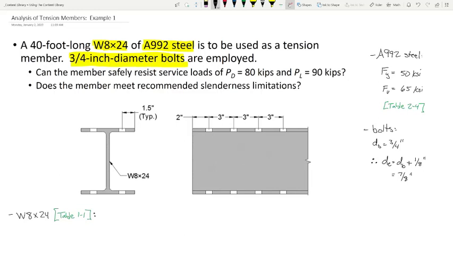Can somebody yell out a property that for this problem they think we're going to need for that W8x24? What property do you think we're going to need? Give me one of them. The area. We're going to need the gross area. That's right. What is the gross area for a W8x24?